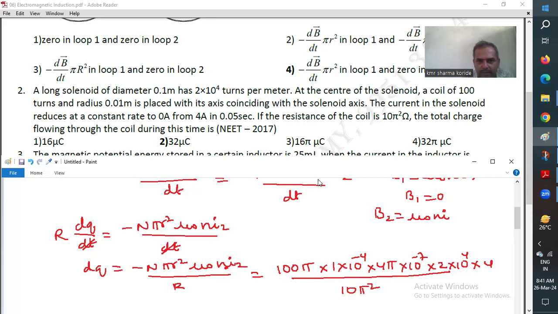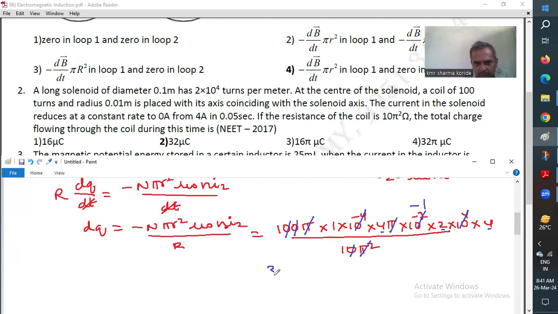So you can cancel this pi with pi square. Now, 100 means this is going to be 10 to the power of plus 4, and 10 to the power of minus 4 get cancelled. After this, this is going to be minus 1. 4 2s are 8, 8 4s are 32. 32 into 10 to the power of minus 6.